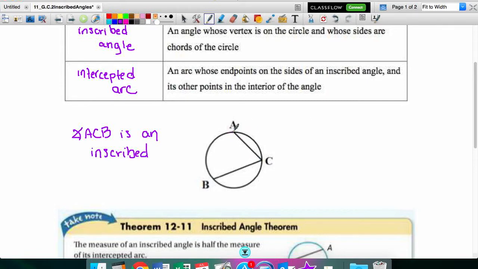The arc that it creates is going to be our intercepted arc. So arc AB is an intercepted arc.